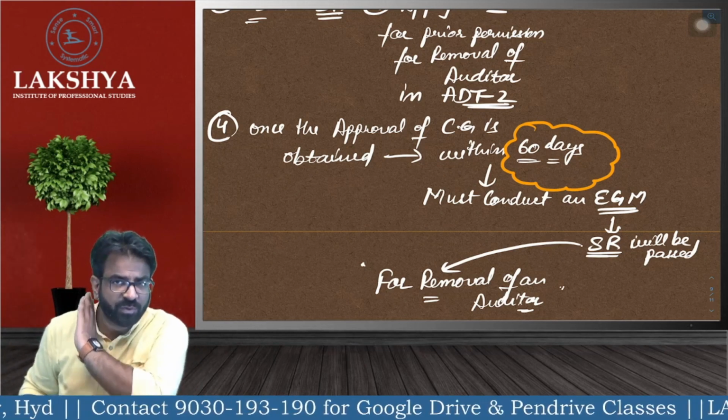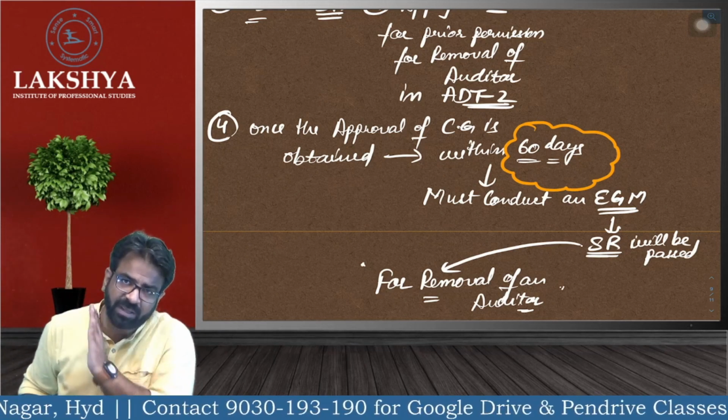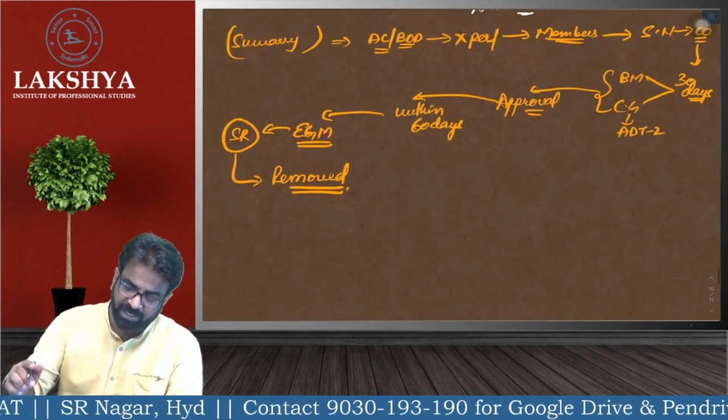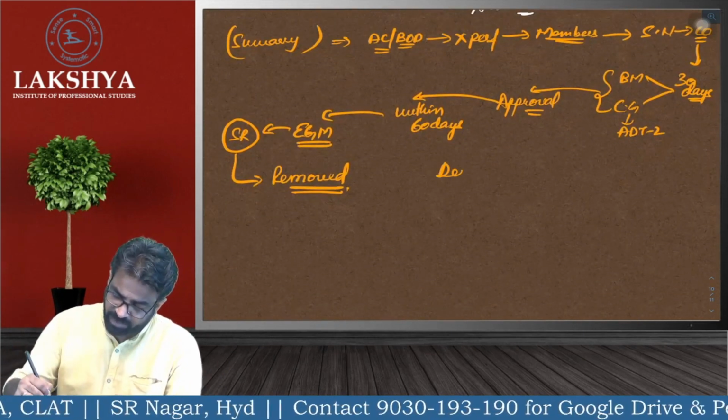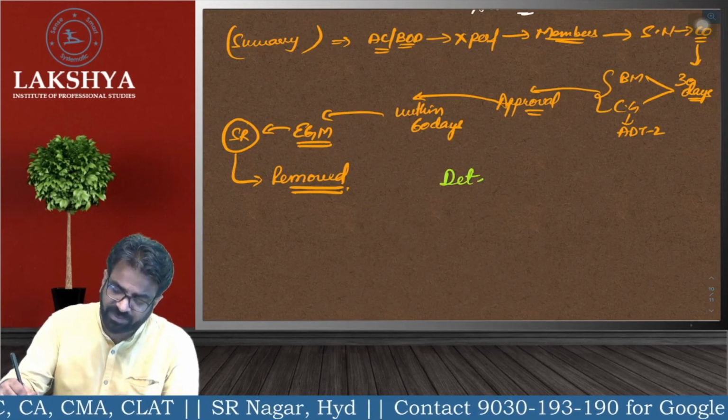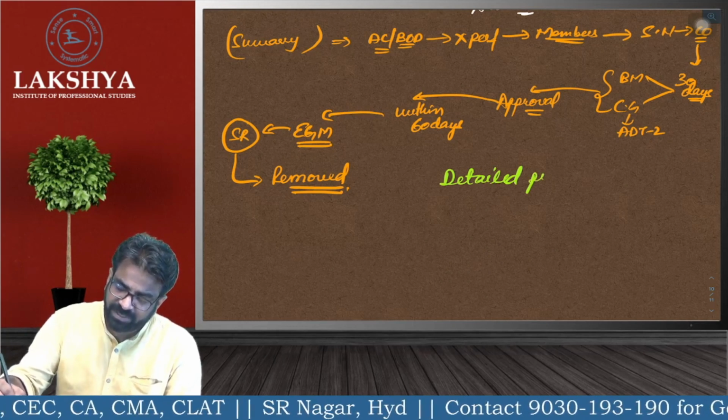Up to this there is no problem. This is the procedure you have to write simply. Now within these 60 days what will happen? Now detailed procedure. What is the next topic we are going to understand now? Detailed procedure. Sir, what is a detailed procedure in that? Now what is a detailed procedure?